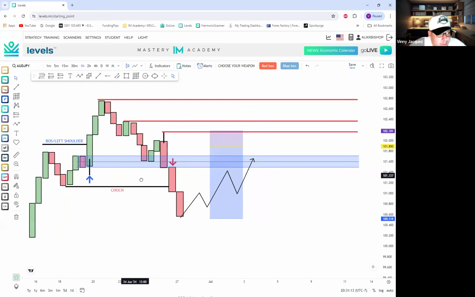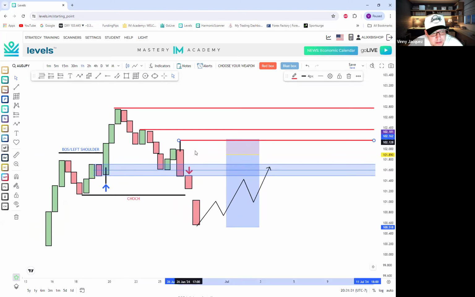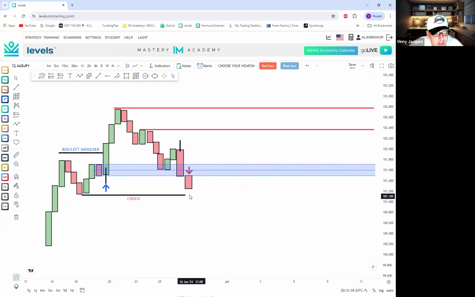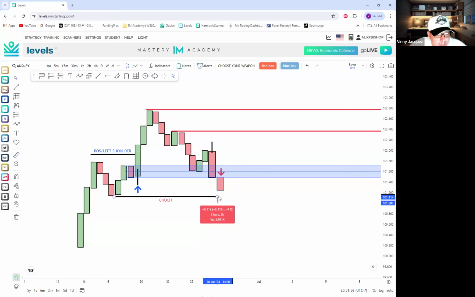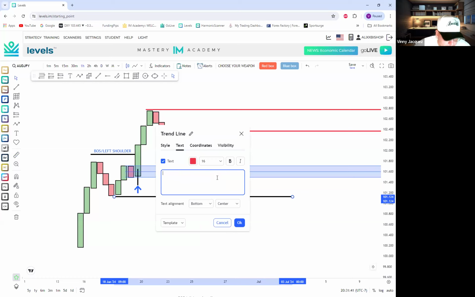Let's zoom in real quick. So again, I like to wait till we get this change of character. Once we get this change of character, this buy opportunity is no longer valid. So even if market comes down here, let's delete this. I know for me, this is my change of character for sales. I need a change of character for a sell idea or opportunity.